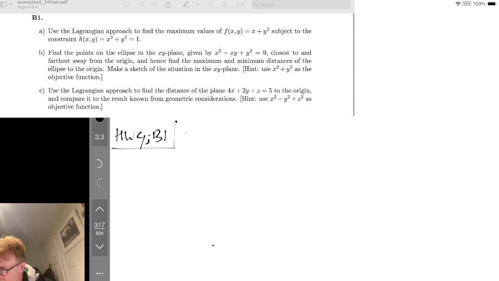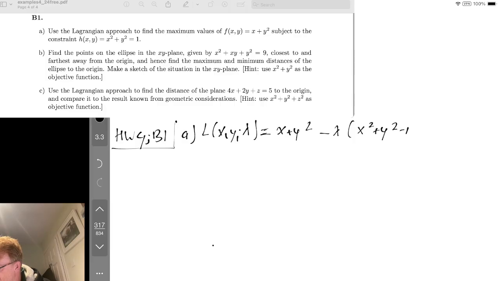So A is write down the Lagrangian, so that's L of x, y, semicolon lambda. That's the function itself, so that's x plus y squared minus lambda times the constraint, x squared plus y squared minus 1. Step B is the FOCs.